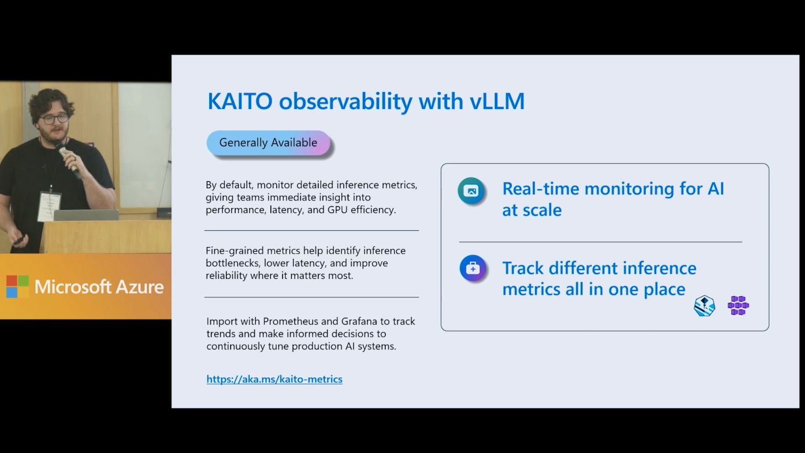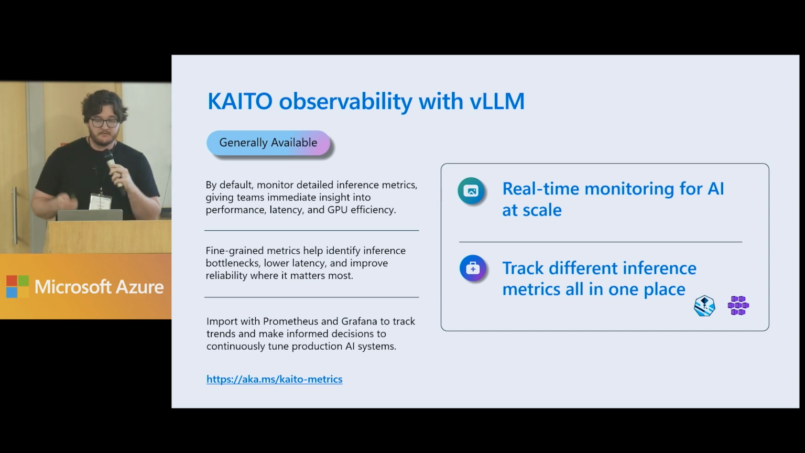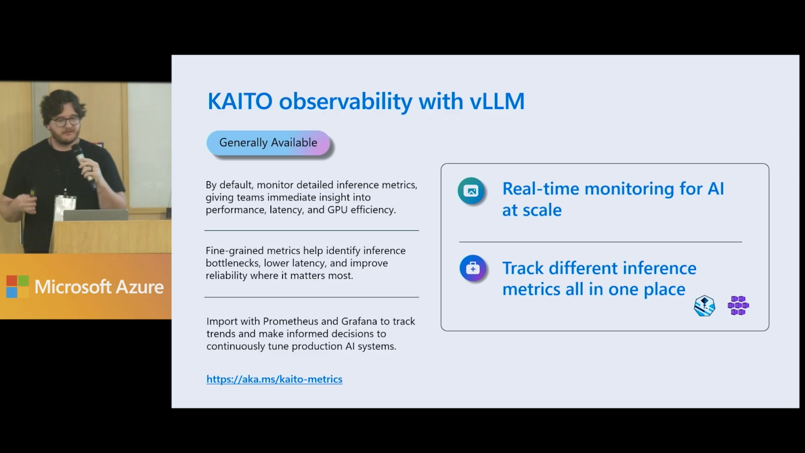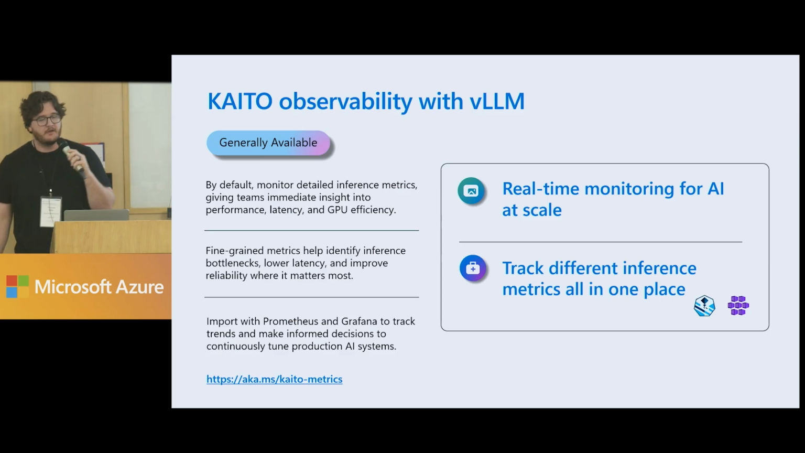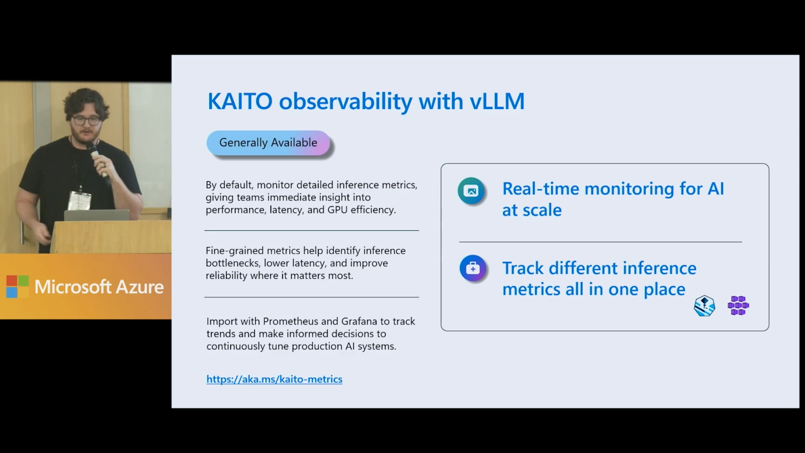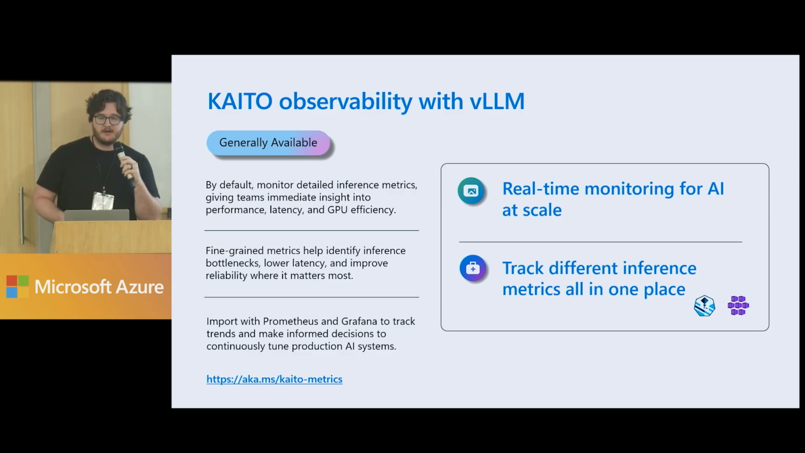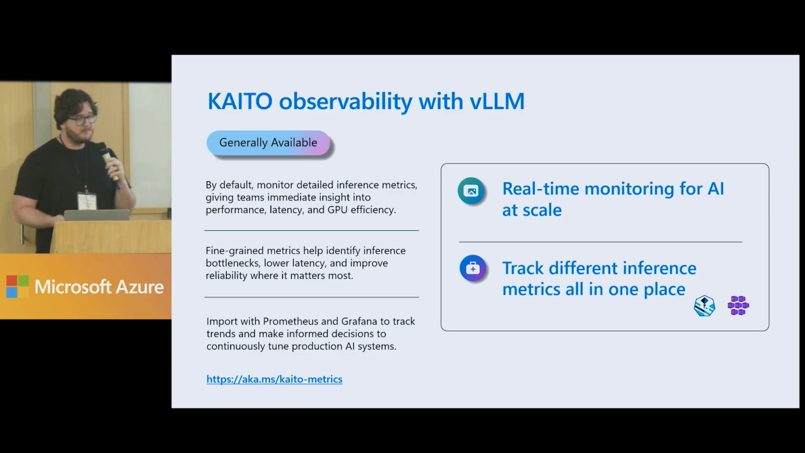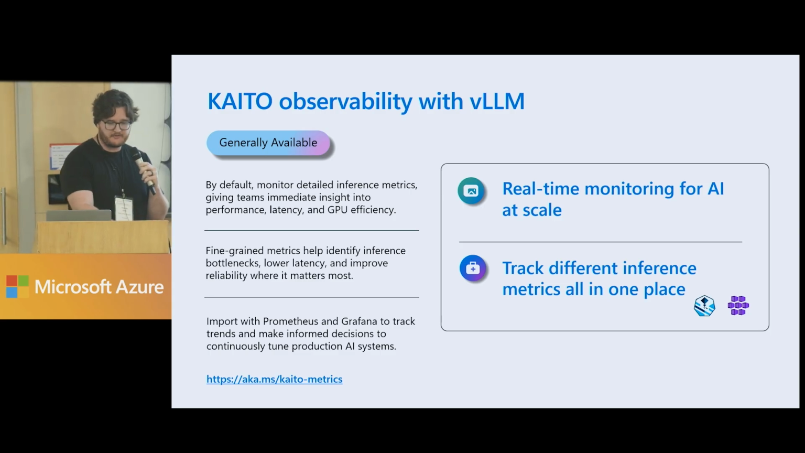Kaito also provides fine-grained inference metrics out of the box with the vLLM runtime. So vLLM is a library for language model inference and serving. It surfaces key system performance, resource usage, and request processing Prometheus metrics that you can use to evaluate your Kaito inference deployments. These include latency, throughput, GPU utilization, and error rates. So this lets you have immediate insights into performance bottlenecks and improved reliability by identifying and resolving issues faster.